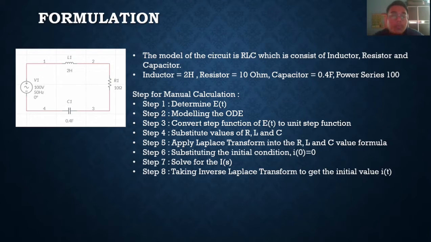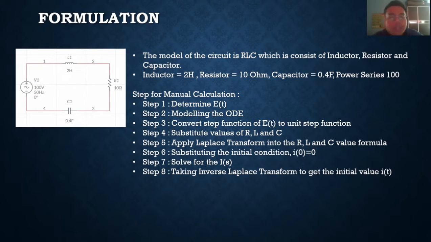Now I'm going to present my part, which is the formulation for our circuit, for our project. The model of our circuit, which is RLC, consists of an inductor, resistor, and capacitor. We have set each component value: inductor 2 H, resistor 10 ohm, capacitor 0.4 farad, and a power supply of 100 units applied to the circuit for E(t).